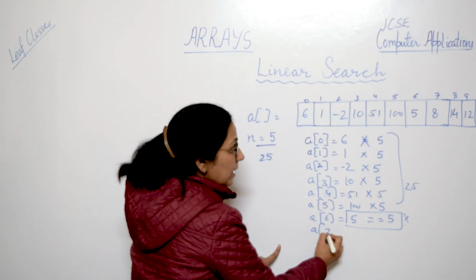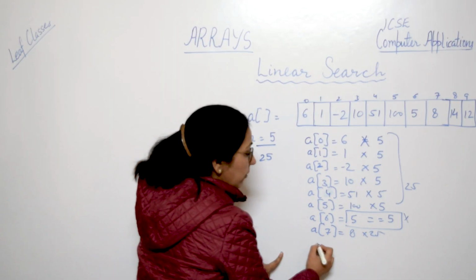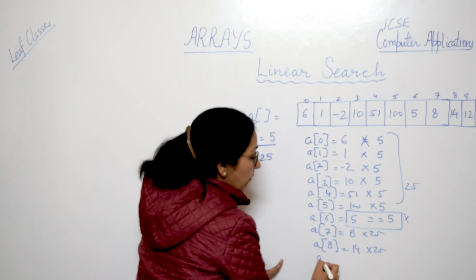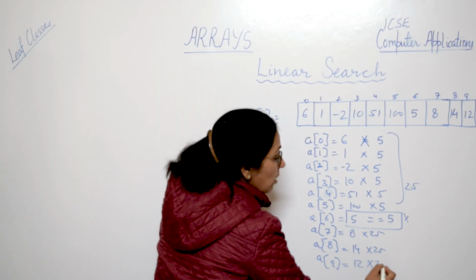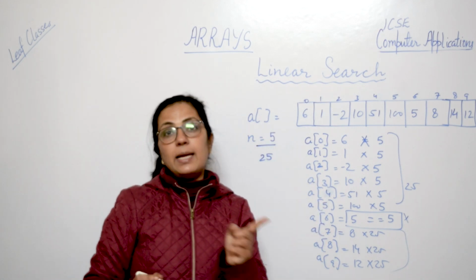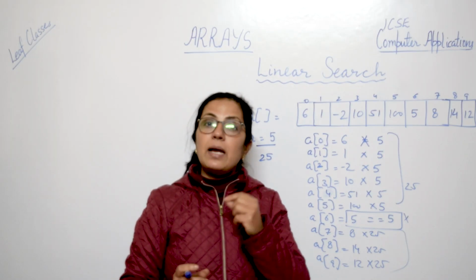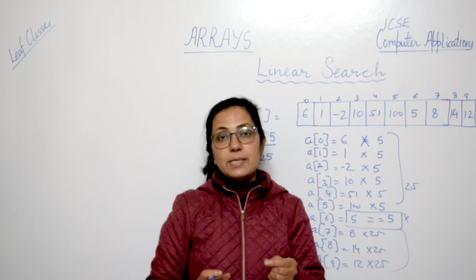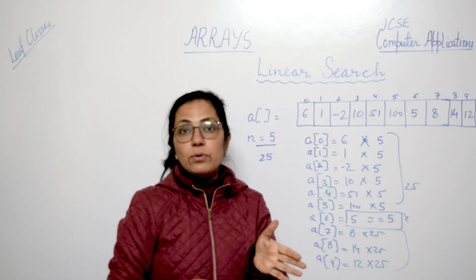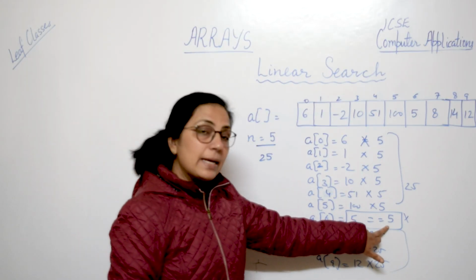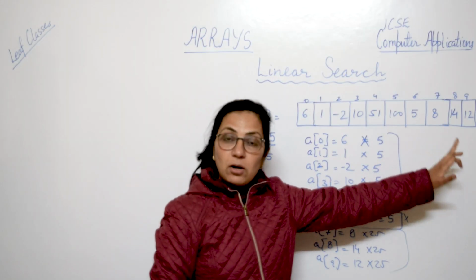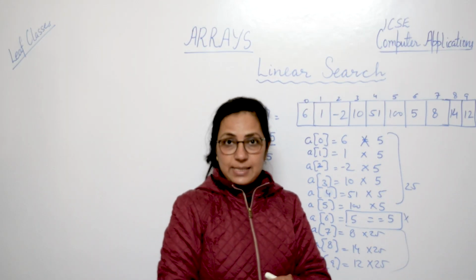Then A7 is 8, which is not equal to 25. A8 is 14, which is not equal to 25. A9 is 12, which is again not equal to 25. So if you see, 25 is not present in the entire list, right? That means the element which I want to search is not present in the given array. So my search is unsuccessful. So till when do we have to repeat the process? Either we should get that number at some index number or reach the last element of the array. If it is not present there also, that means our search is unsuccessful, right?